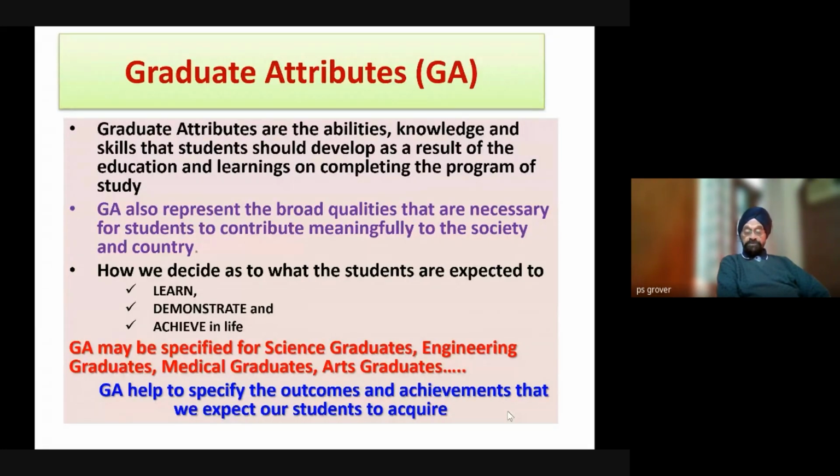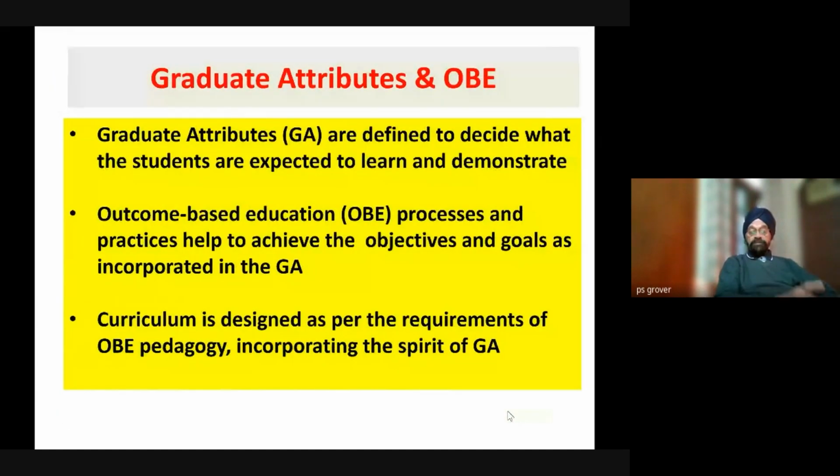How do we decide what students are expected to learn, demonstrate, and achieve in life? Graduate attributes may be specified for science graduates, engineering graduates, medical graduates, and so on. So, graduate attributes help us specify the outcomes and achievements that we expect our students to acquire. Graduate attributes help us design the curriculum. Please see the connection: graduate attributes define what students are expected to learn and demonstrate. Outcome-based education processes and practices help to achieve the objectives and goals incorporated in the graduate attributes.